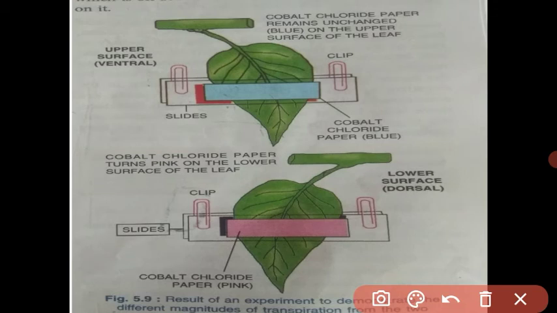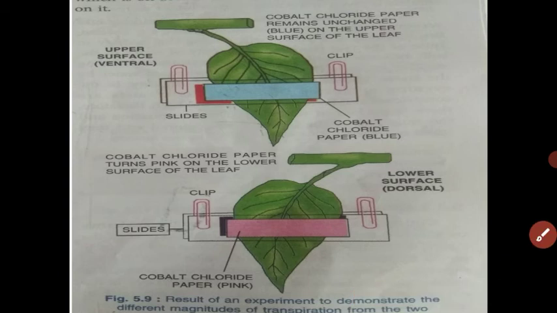After a few minutes, the cobalt paper attached to the upper surface of the leaf remains blue, and the cobalt paper attached to the lower surface of the leaf turns pink. It proves that a large number of stomata are present on the lower surface, because due to the water vapors, the blue cobalt chloride paper turns pink. Understood? By this experiment, we can prove that a large number of stomata are present on the lower surface of the leaf.